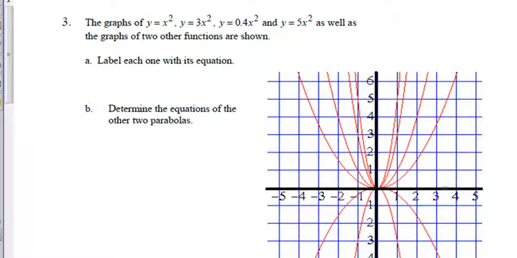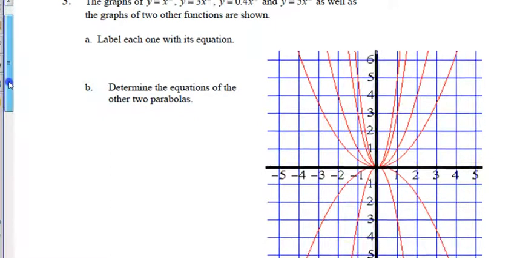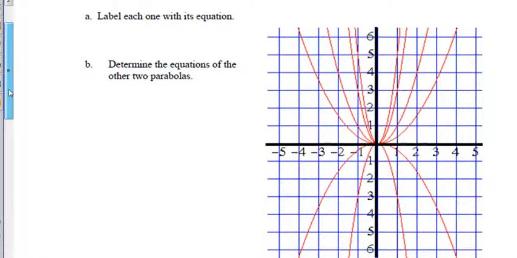The graphs of y equals x squared, 3x squared, 0.4x squared, and 5x squared, as well as the graphs of two other functions, are shown. Label each one with its equation. So how are we going to tell them? I have to find the coordinates. What coordinates? 0, 0 is the same for all of them. Do x equals 1, and then y will equal the coefficient, since 1 squared is 1.